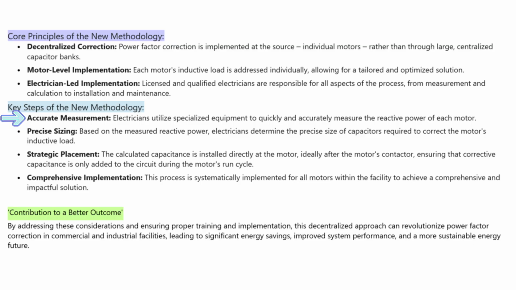Let's consider the key steps of the new methodology. Accurate measurement. Electricians utilize specialized equipment to quickly and accurately measure the reactive power of each motor. Precise sizing. Based on the measured reactive power, electricians determine the precise size of capacitors required to correct the motor's inductive load. Strategic placement. The calculated capacitance is installed directly at the motor, ideally after the motor's contactor, ensuring that corrective capacitance is only added to the circuit during the motor's run cycle. And lastly, comprehensive implementation. This process is systematically implemented for all motors within the facility to achieve a comprehensive and impactful solution.